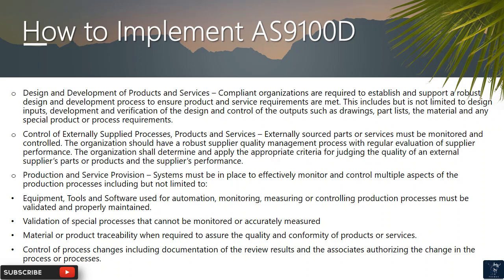The organization shall determine and apply the appropriate criteria for judging the quality of an external supplier's parts or products and the supplier's performance. Production and service provision. Systems must be in place to effectively monitor and control multiple aspects of the production processes including but not limited to equipment, tools, and software used for automation, monitoring, measuring or controlling production processes must be validated and properly maintained.